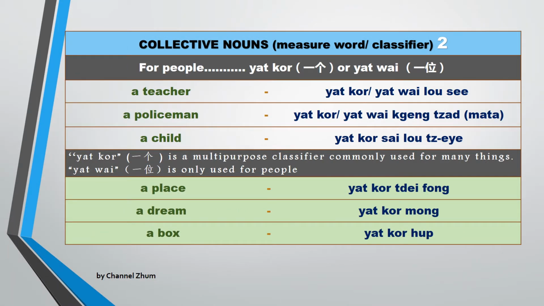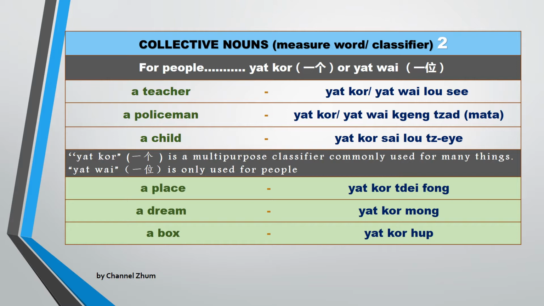For people, 一個 or 一位. A teacher, 一個 or 一位老師. A policeman, 一個 or 一位警察. If you're living in Singapore or Malaysia, 警察 is also known as 马大. A child, 一个小孩. 一个 is a multi-purpose classifier commonly used for many things. 一位 is only used for people.